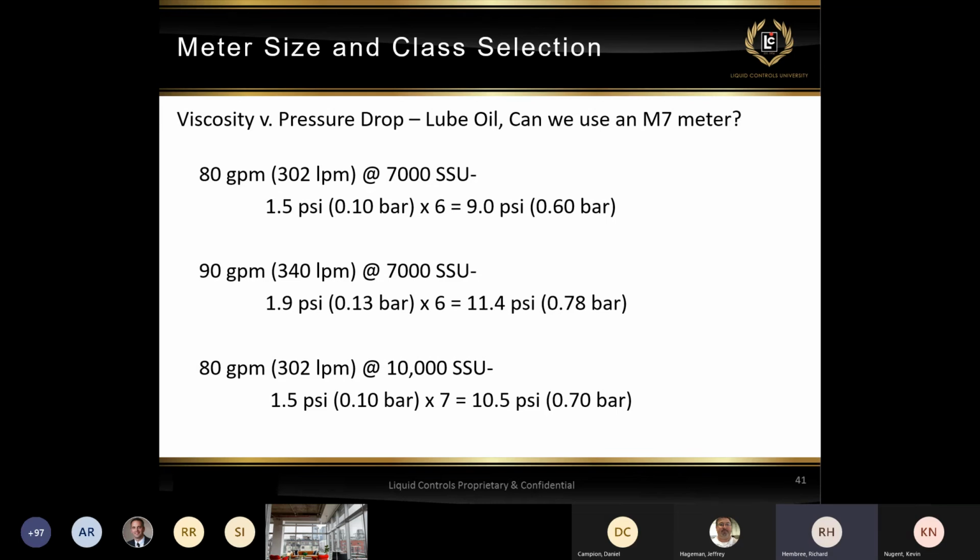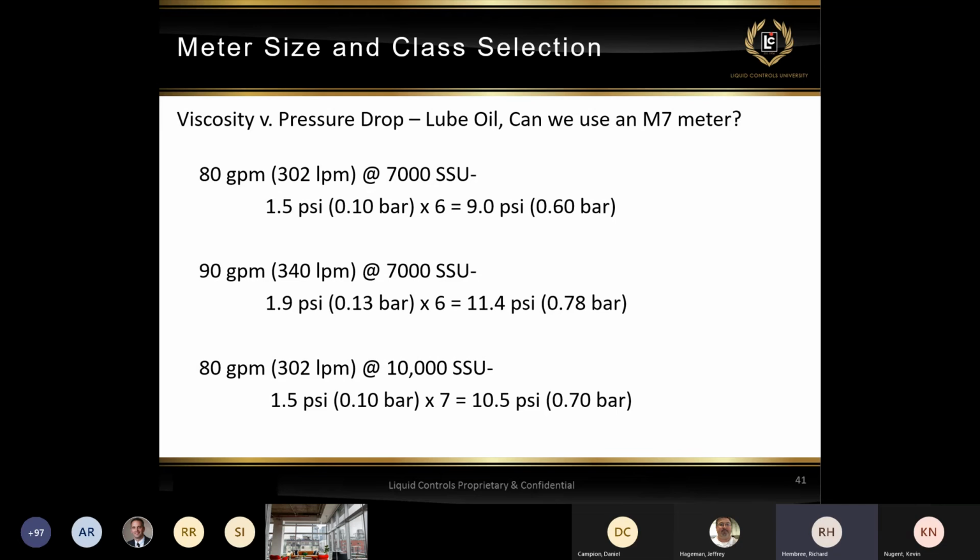So can we use an M7? M7 at 80 GPM at 7,000 SSU, we calculated a 9 psi pressure drop. An M15, we have a 2.4 psi pressure drop. So technically, we could use an M7 or an M15 in this application.